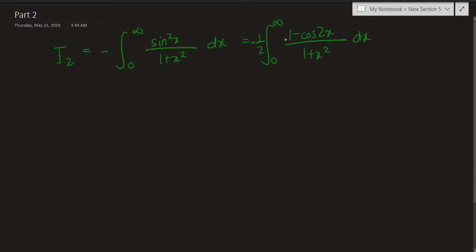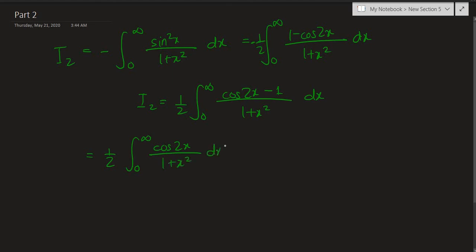We can take the negative in and switch the order of the numerator. So we have half of the integral from 0 to infinity of cosine of 2x minus 1 divided by 1 plus x squared dx. Now we can obtain two integrals from this. We have half of the integral from 0 to infinity of cosine of 2x divided by 1 plus x squared dx, minus half of the integral from 0 to infinity of dx over 1 plus x squared.